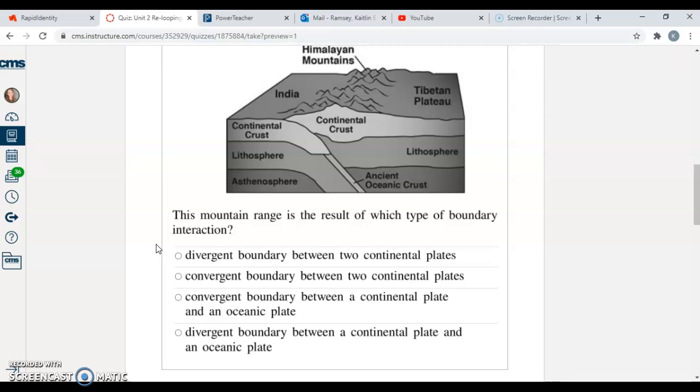Okay. But what we need to know is, is this occurring between two continental plates, or is this between an oceanic and a continental? Well, take a look at this diagram. Take a look at this crust right here, what it's labeled as. And then take a look at this crust here, what it's labeled as. And then pause and make your selection for this question.